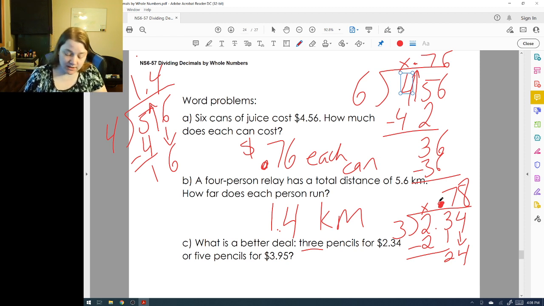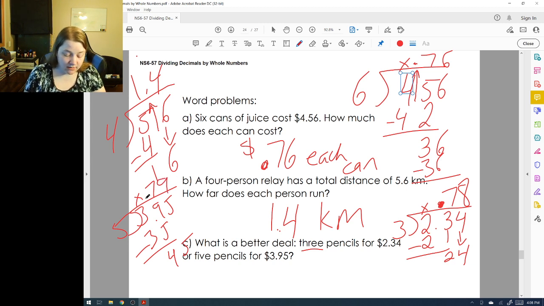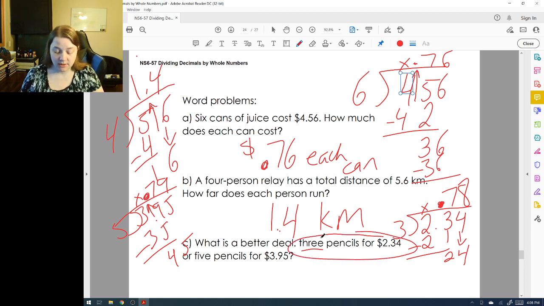The 5 pencil deal, that's 3.95 divided by 5. 5 doesn't go into 3, but 5 goes into 39 because 5 times 7 is 35. 39 minus 35 is 4. And 5 goes into 45 9 times. The 5 pencil deal is 79 cents. So the 3 pencil deal is slightly cheaper.